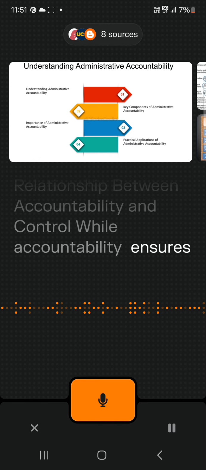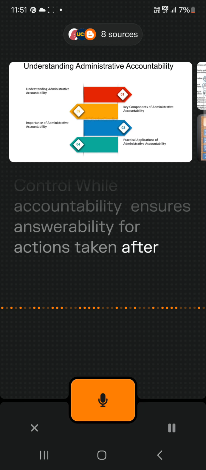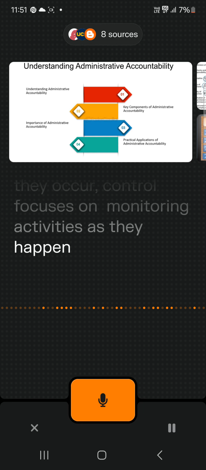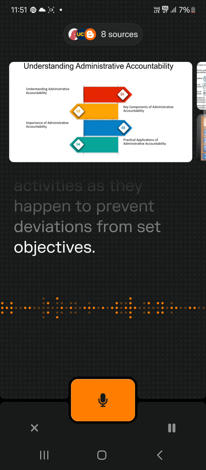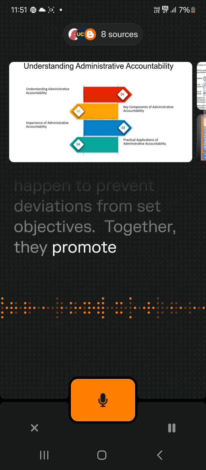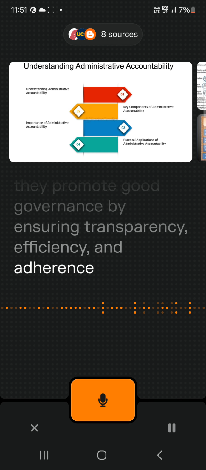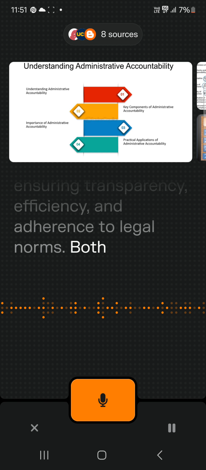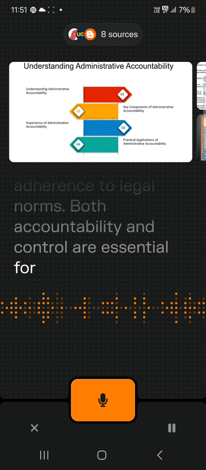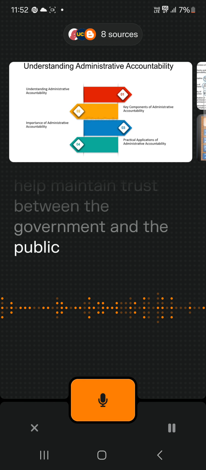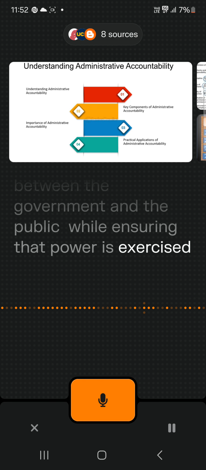While accountability ensures answerability for actions taken after they occur, control focuses on monitoring activities as they happen to prevent deviations from set objectives. Together, they promote good governance by ensuring transparency, efficiency, and adherence to legal norms. Both accountability and control are essential for democratic governance as they help maintain trust between the government and the public while ensuring that power is exercised responsibly.